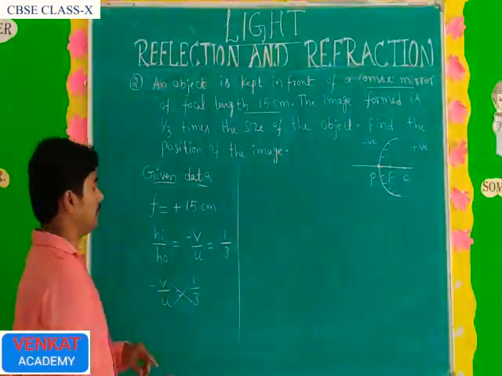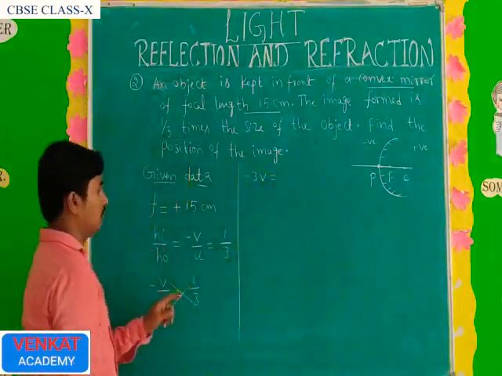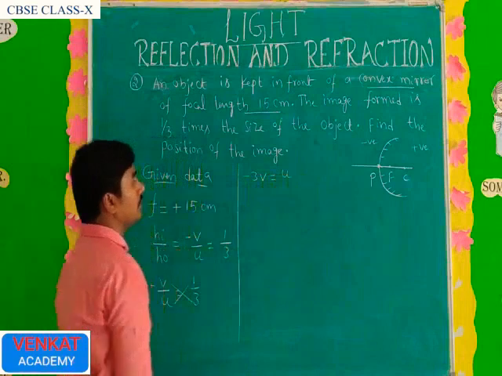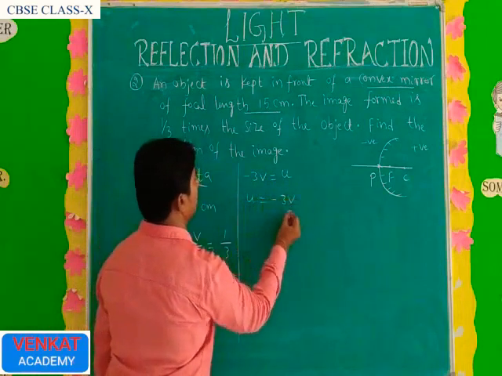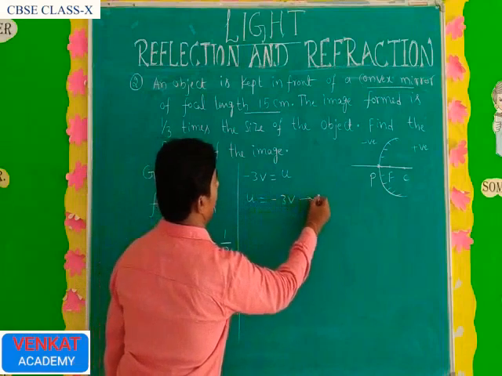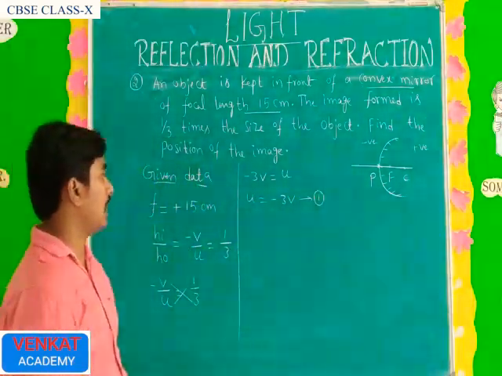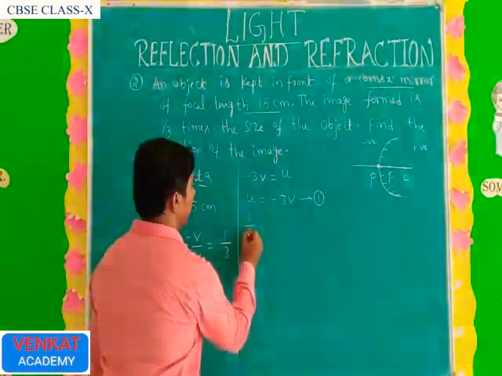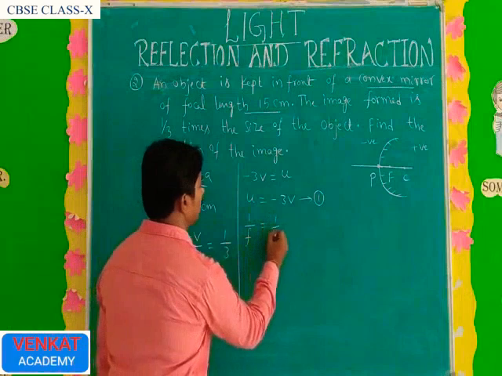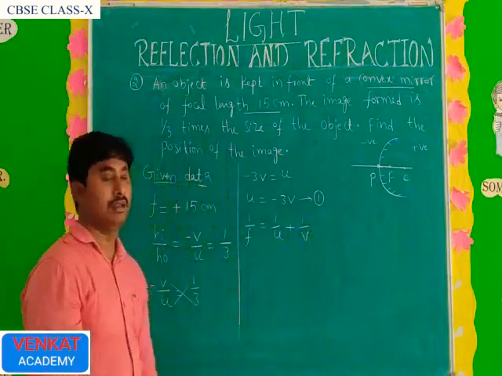So 3 into v, minus 3v is equal to u. So simply write u is equal to minus 3v. This one you have to take as equation 1. Now let's take the mirror formula. What is the mirror formula? 1 by f is equal to 1 by u plus 1 by v. So substitute the values.